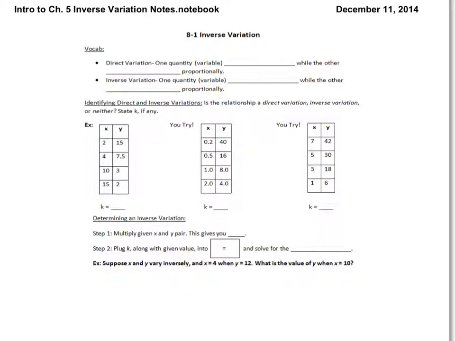Today we're working on chapter 5. Ignore the title here. That's not the title from your paper, which is fine. Yours should say Intro to Chapter 5, Inverse Variations. Once you have those papers in front of you, then unpause the video to get started.